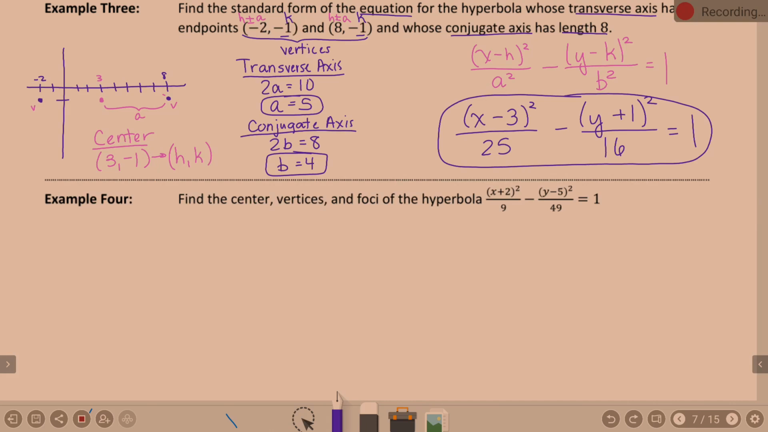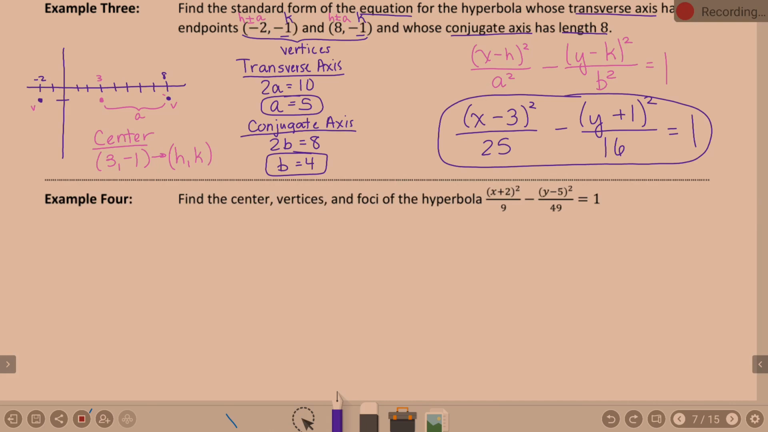Questions on that one that I need to clear up? Is this seemingly similar to ellipses to an extent that it's helping? I know ellipses were a little foggy at the time. It took us some practice, but hopefully this is kind of clearing things up. That's my hope.